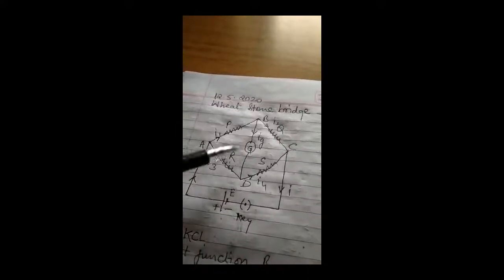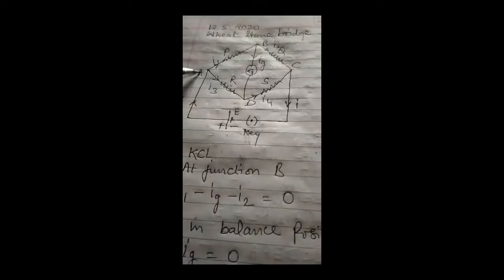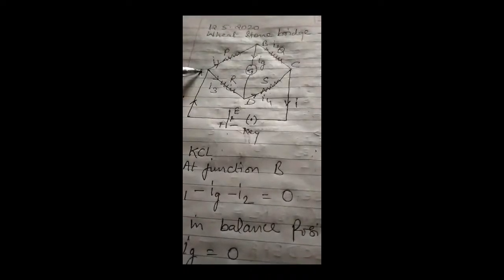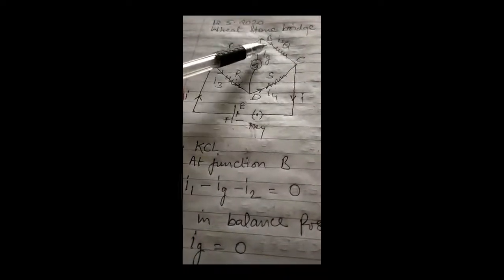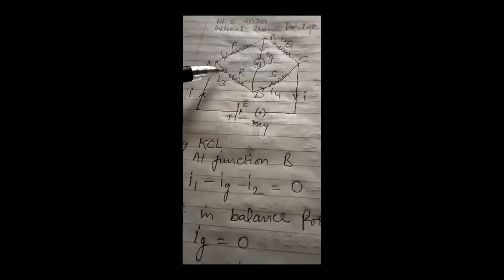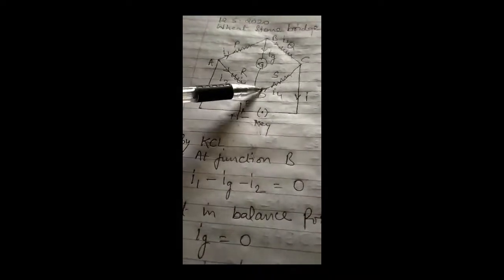In one of the diagonals there is a galvanometer connected. A galvanometer is a device which is used to detect electric current in the circuit. And in the other diagonal there is a cell connected. Through this cell the current flowing in the circuit is I. The EMF of the cell is E. Now this current I goes up to the point A, and after that it will be divided into I1, I2, IG, I3 and I4.